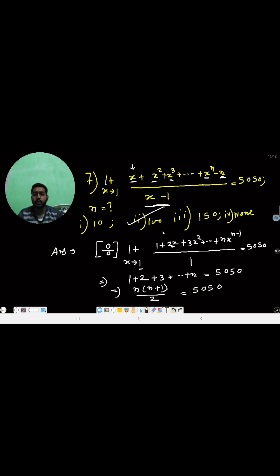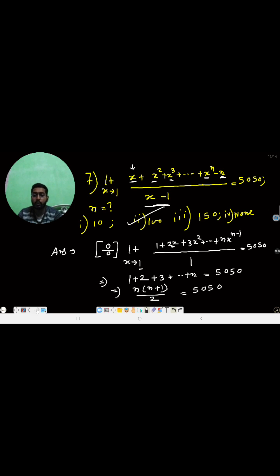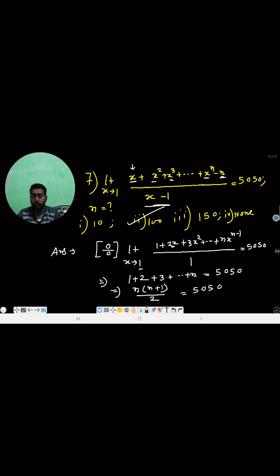If options are not given, you have to multiply like this: n² + n, and with the 2 in the denominator, that becomes 5050 into 2. Then you multiply and bring it over, and this becomes a quadratic equation, and using the middle term split we can find the value of n from here. So this is the way. Here the answer will be 100. So for question number 7, the answer is 100.